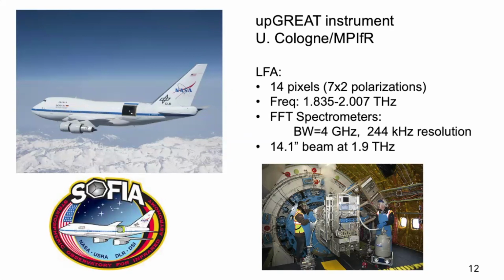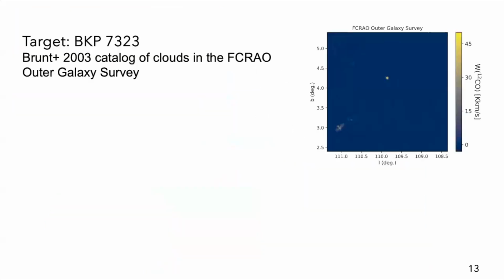Now, we proposed several objects to observe. We only got time to look at one object, and that was in the outer galaxy, which is fine, so we had to be very careful about selecting what object to look at. We wanted to find an object that was very isolated so that we could bring in the 21 centimeter line emission to add to our analyses of what's going on in this region. So this is our cloud, BKP 7323, which is from a catalog of clouds in the FCRAO outer galaxy survey that we did in the 90s.